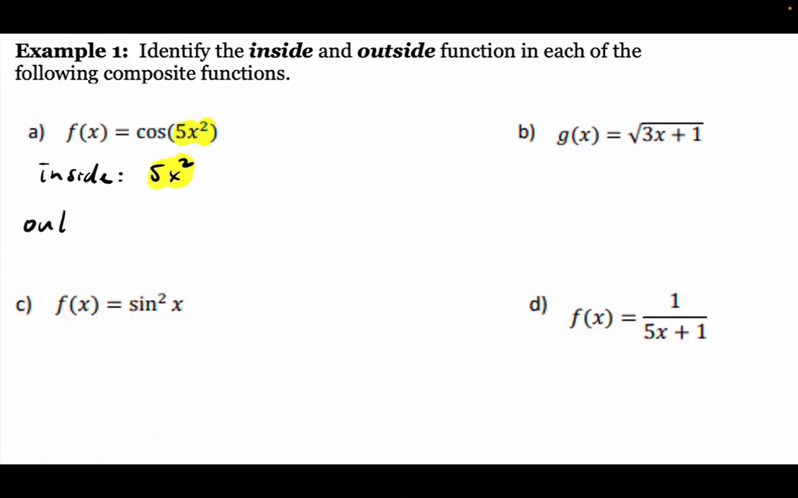Then what is the outside? The outside is cosine of something, right? Cosine of something. Okay? We just leave it blank or put it in? Oh, you can put it in. You can put it in there if you want, but I'm just focusing on the separate. So you can put 5x squared in there. That's okay. There's nothing wrong with that.